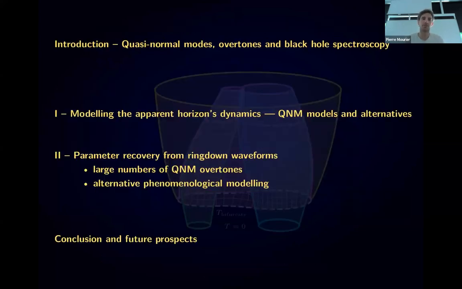I will start with a quick introduction of quasi-normal modes and overtones for black hole spectroscopy. And then I will present our results for the two aspects: the modeling of the apparent horizon dynamics and the actual ringdown waveform at infinity, and their parameter recovery. In both cases, both in terms of quasi-normal mode models and some alternatives that I will present.